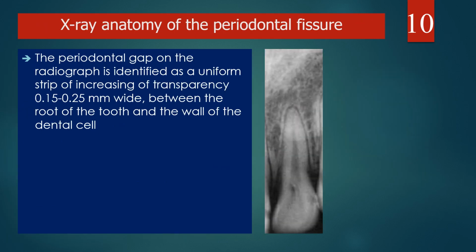X-ray anatomy of the periodontal fissure. The periodontal gap on the radiograph is identified as a uniform strip of increased transparency. So here you can see it in black. The tooth is white, the bone is white, and the periodontal gap is black. It is normally 0.15 to 0.25 millimeters wide between the root of the tooth and the wall of the dental cell.